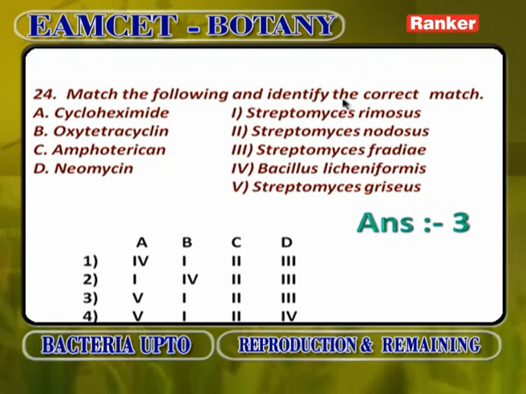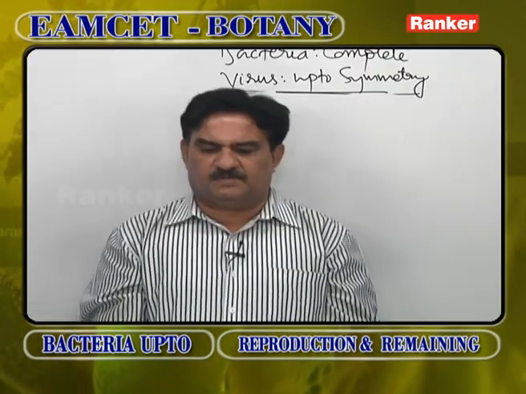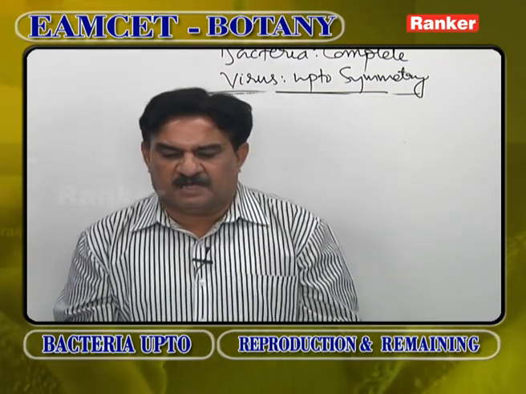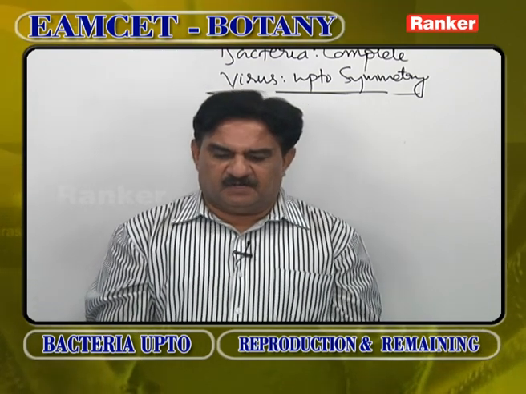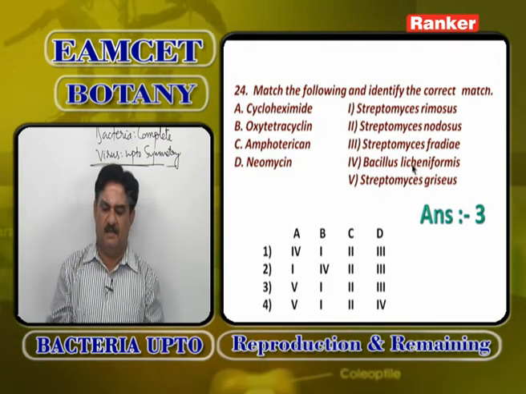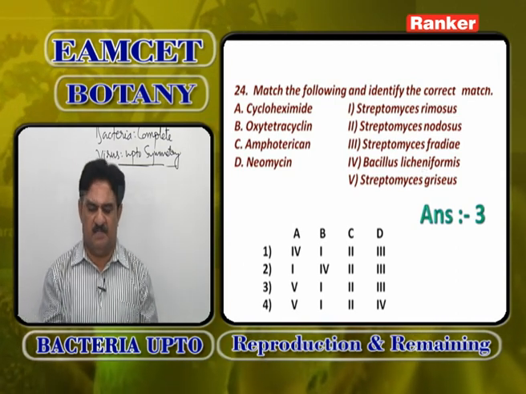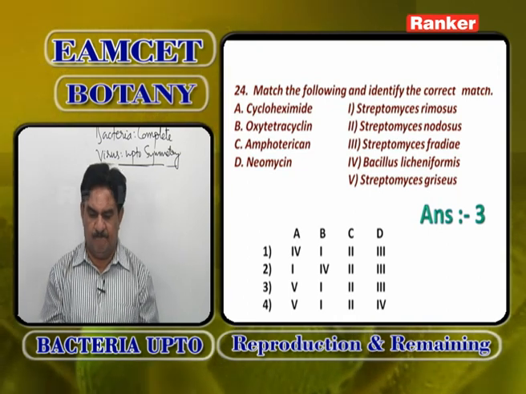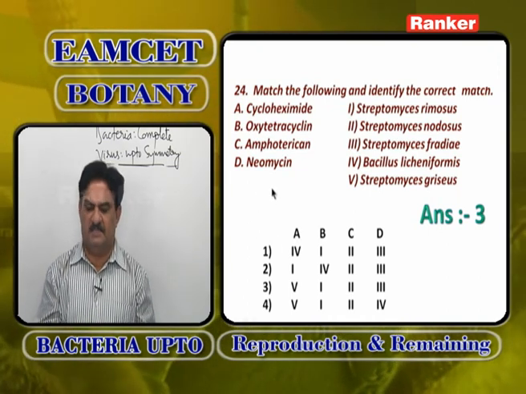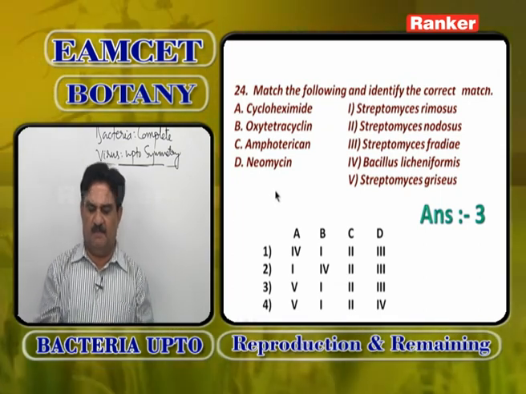This is regarding antibiotics obtained from various bacteria. Cycloheximide, oxytetracycline, amphotericin, neomycin. Cycloheximide is from Streptomyces griseus. Oxytetracycline is from Streptomyces rimosus. Amphotericin is from Streptomyces nodosus, and neomycin is from Streptomyces fradiae. Cycloheximide and streptomycin both are obtained from Streptomyces griseus.